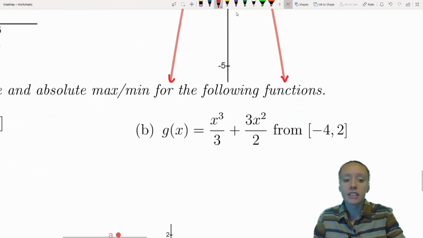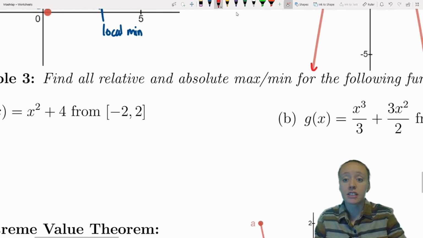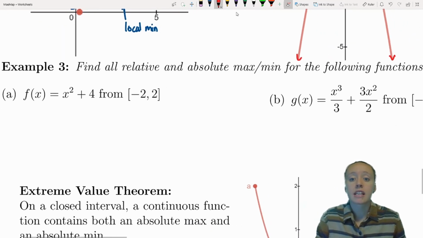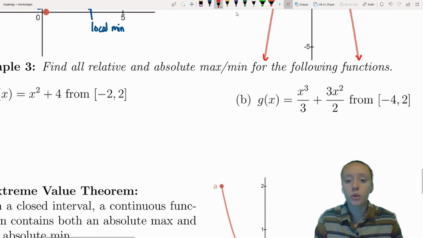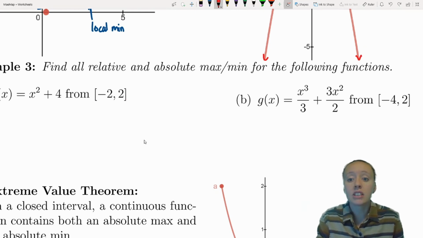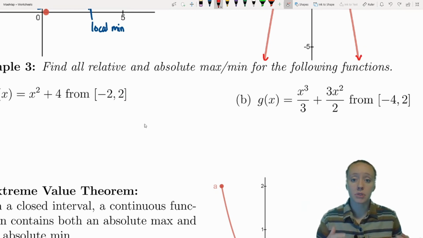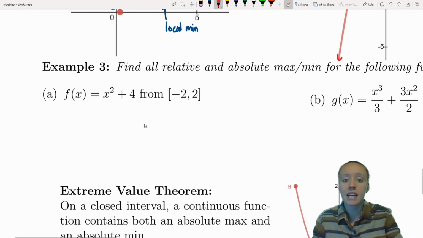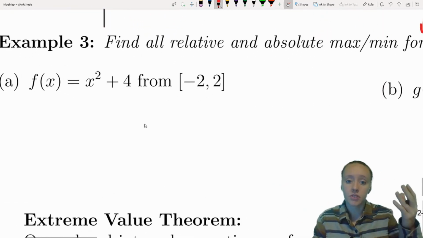So now let's continue on where we're not looking necessarily at a graph, we're going to be looking at functions. So for example 3, it says to find all the relative or local and all the absolute max and mins for the following function. And because we have some interval where the endpoints are included, we're going to need to double check those values for our absolutes. But to find the relative, we're going to take the derivative and set it equal to 0.